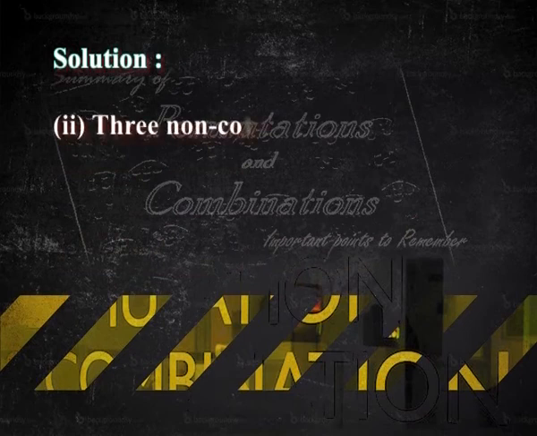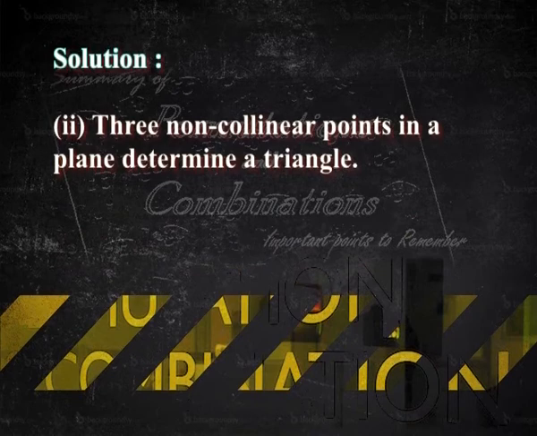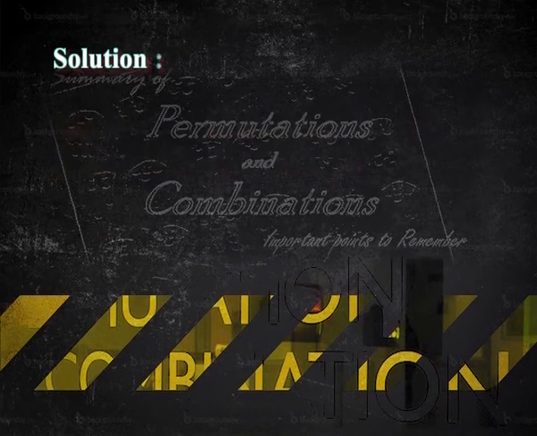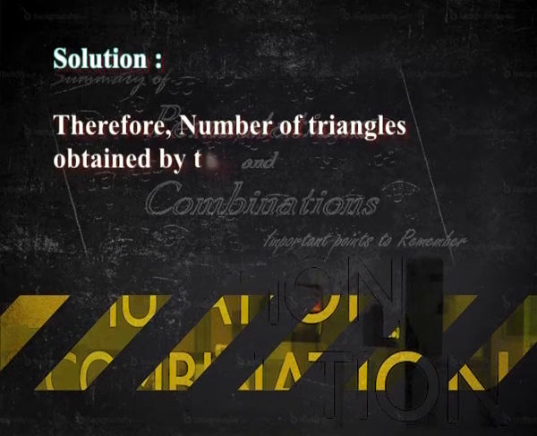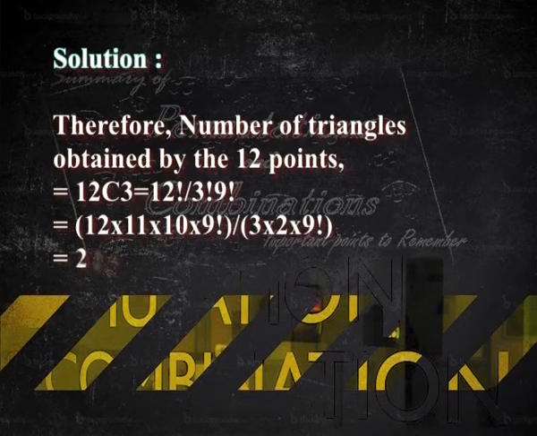Now, the second part of the solution. 3 non-collinear points in a plane determine a triangle. We know that. Therefore, the number of triangles obtained by 12 points will be given by 12 choose 3, which is equal to 12 factorial divided by 3 factorial into 9 factorial. That is equal to 12 into 11 into 10 into 9 factorial divided by 3 into 2 into 9 factorial, which is equal to 220.